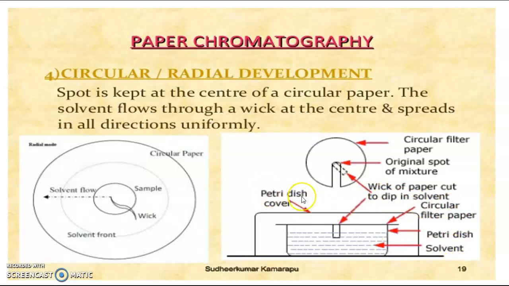Okay, we are taking two petri dishes, one to carry the solvent and another one to close that small petri dish. Okay, see, the spot is kept at the center of the circular paper. The solvent flows through the wick at the center and spreads in all directions uniformly. Okay, this is circular or radial paper chromatography.